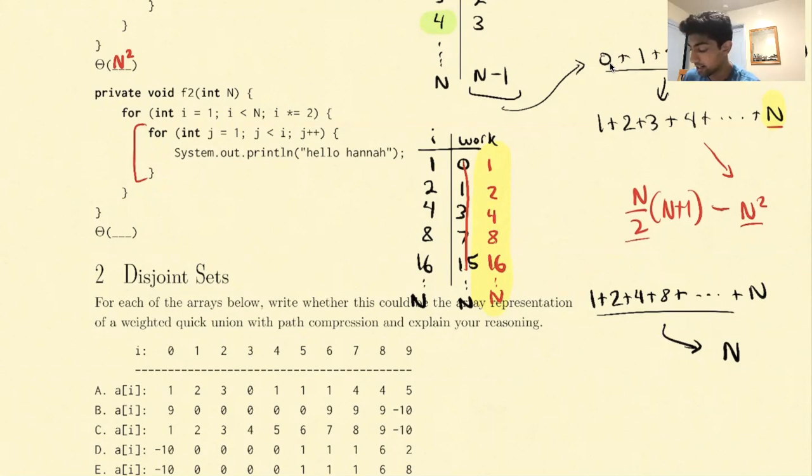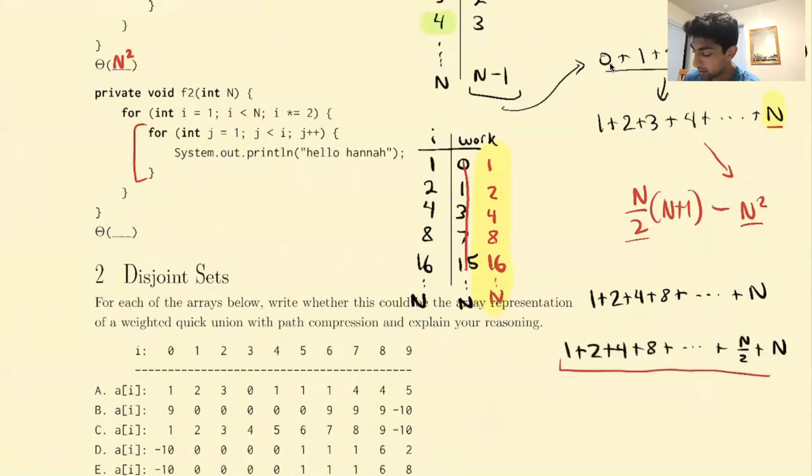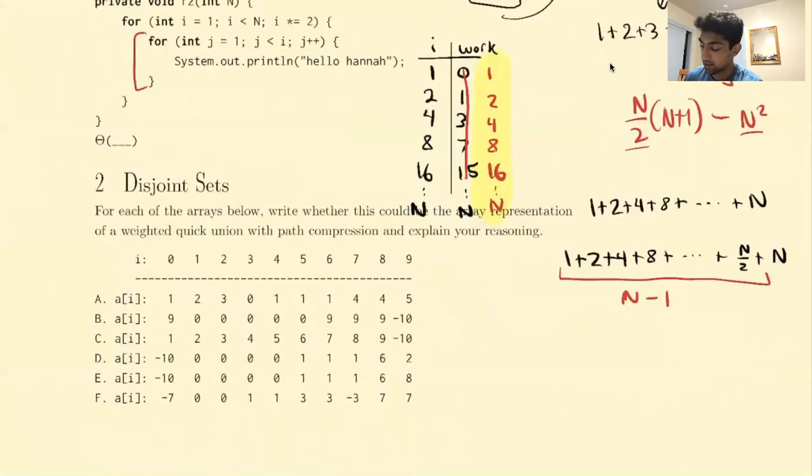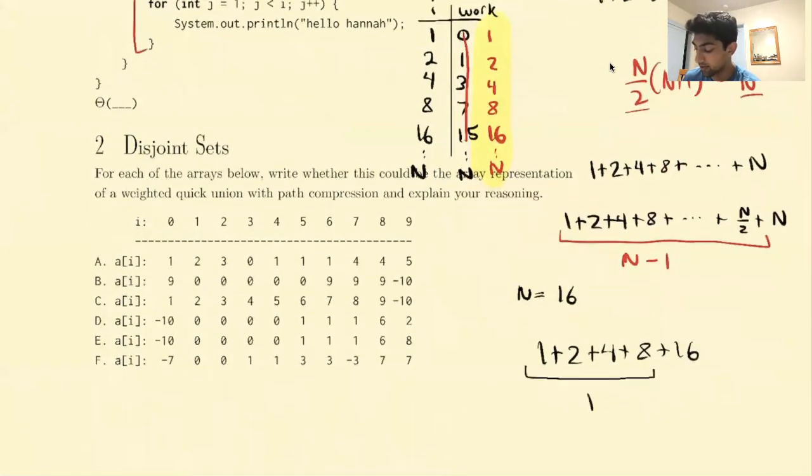So what we can say here is that if we ever have 1 plus 2 plus 4 plus 8 plus, actually, my bad, this is incorrect, plus n over 2 plus n. What I'm going to argue now is that the sum of these numbers, except the last, is going to be n minus 1. Okay? To see why this is the case, let's say that n is equal to 16. We see the sum becomes 1 plus 2 plus 4 plus 8 plus 16, and the sum of the terms before the last is 15.